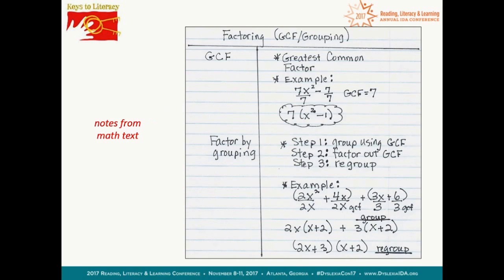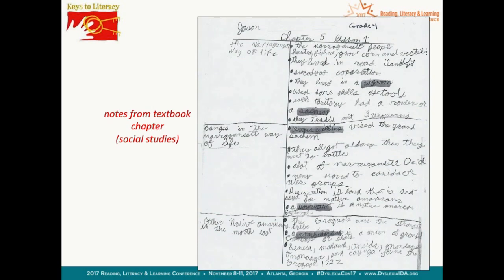Here's a math one. So I think this is greatest common factor. And again, look how it can be numbers. It doesn't have to be words or explanation. This is a student. He's clearly at the You Do It stage. Looks like Jason is in grade 4. He's taking notes from chapter 5, so this is right out of a textbook.